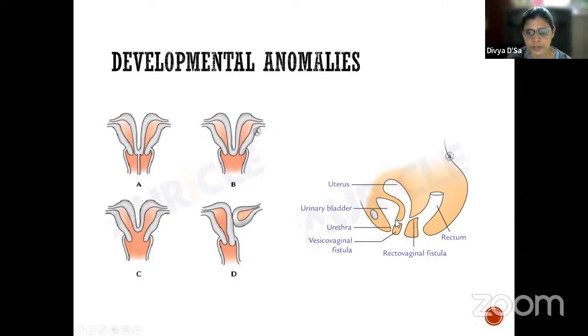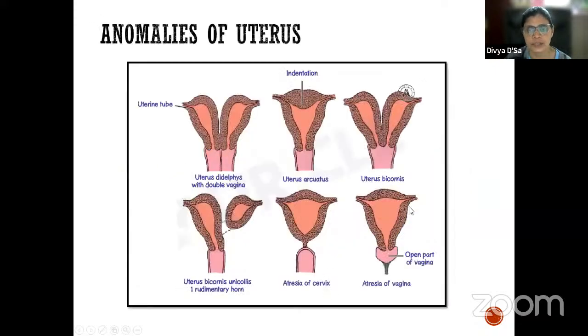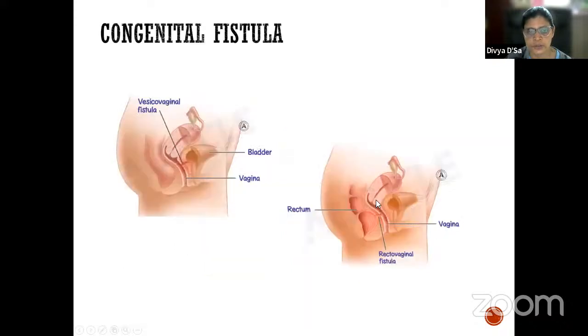Other anomalies occur because of improper fusion, where the urorectal septum doesn't form completely. It results in rectovaginal fistula or vesicovaginal fistula. So these are all the different anomalies. This is the congenital fistula I mentioned, the vesicovaginal between the vagina and the bladder, because that is where it communicates. And here, between the rectum and the vagina, is the rectovaginal fistula.